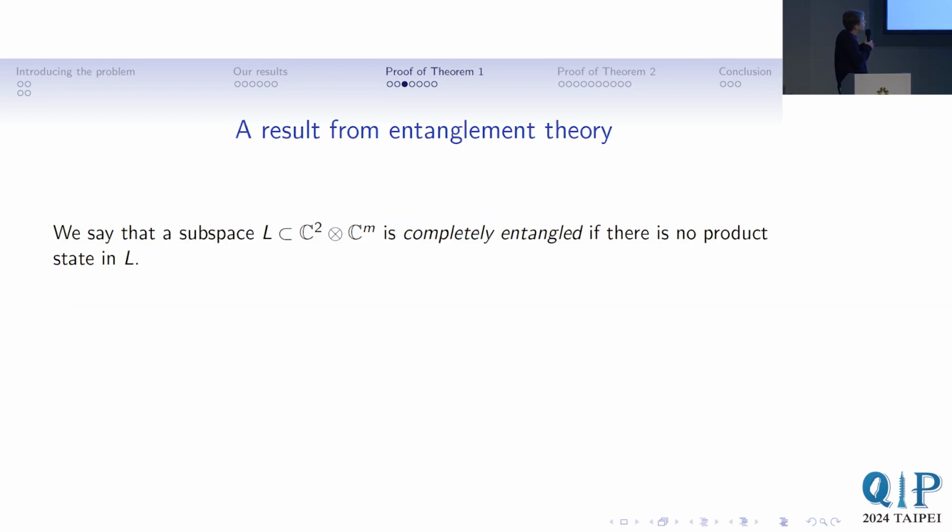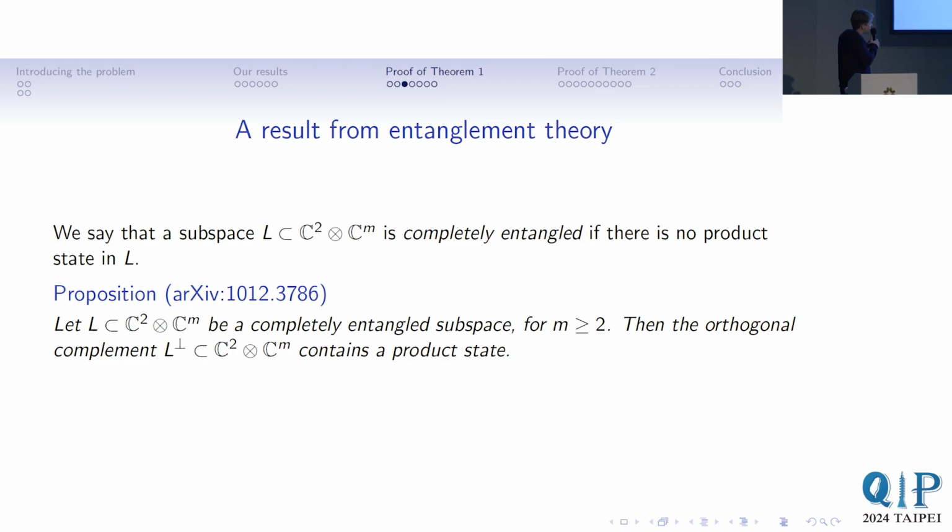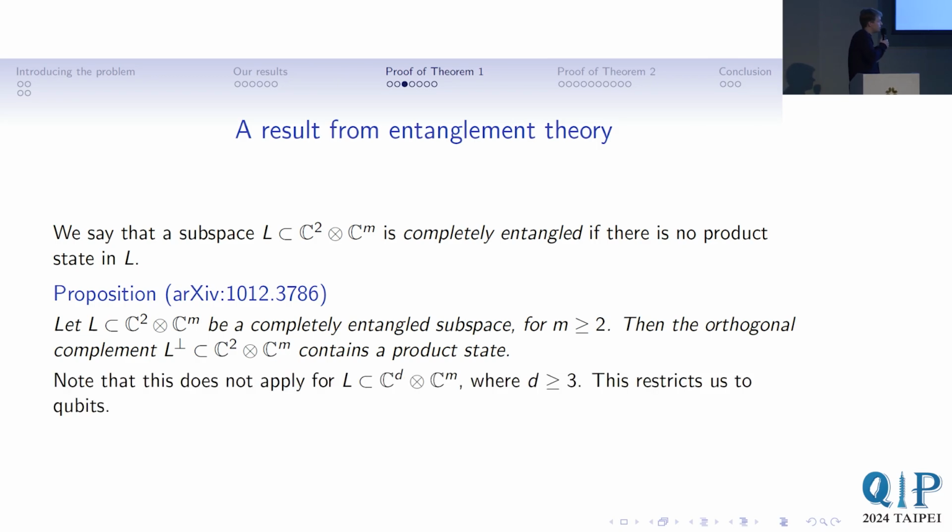So how are we going to do this? Well, the key is to use a result from entanglement theory, which is already known. If you have a qubit tensor a qudit, for some d, then we say that the subspace is completely entangled if there's no product state in the subspace. So there's this theorem here that if you have a completely entangled subspace of a qubit tensor something else, then the orthogonal complement contains a product state. So this is a proposition that's known. And note that this doesn't apply for d greater than or equal to 3 if you've got a qudit tensor something else. So this immediately restricts our result to qubits.